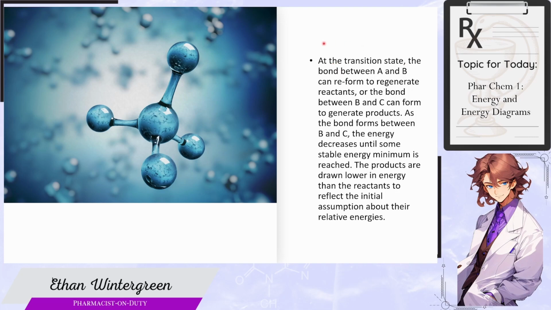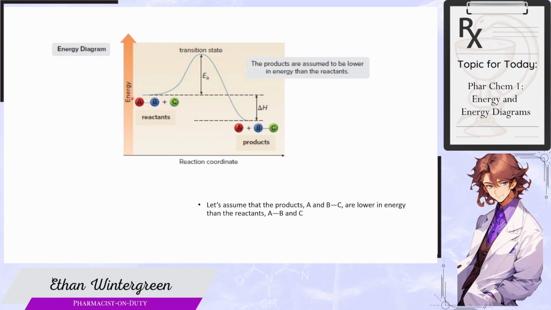At the transition state, the bond between A and B can reform to regenerate reactants, or the bond between C and B can regenerate to form products. So as the bonds form between B and C, which is the products, the energy decreases until some stable energy minimum is reached. The products are drawn lower in energy than the reactants to reflect the initial assumptions about their relative energies. So in this case, the assumption is you have a higher energy reactant and a lower energy product. Hence, heat would be released.